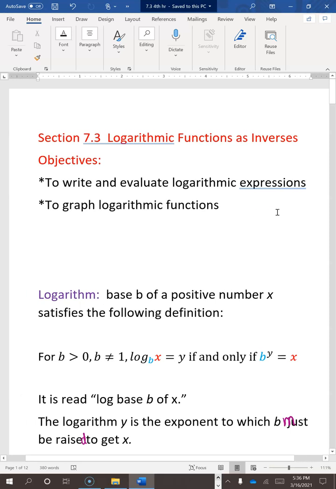Section 7.3, Logarithmic Functions as Inverses. Today we're going to write and evaluate logarithmic expressions, and we'll probably go through graphing logarithmic functions tomorrow, so it's a 2-day lesson.